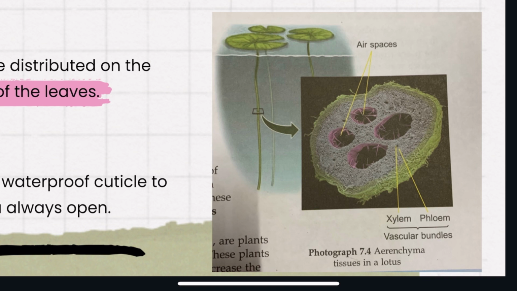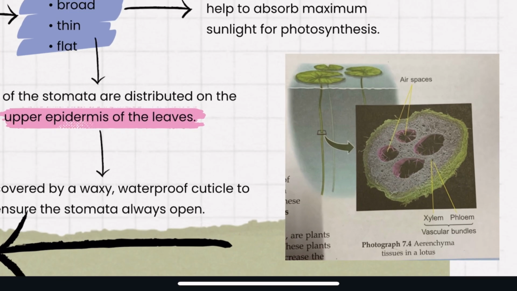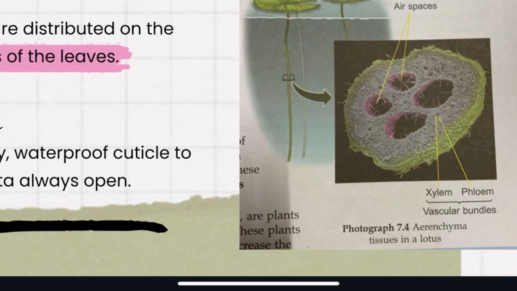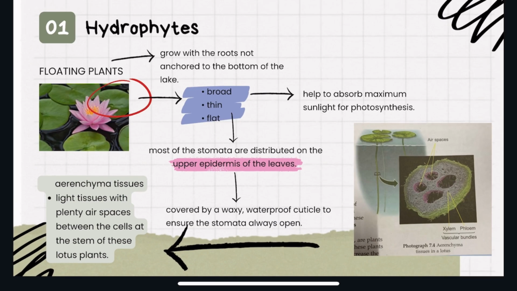The stem of this plant consists of flat tissue with plenty of air space between the cells. So, this one is the parenchyma tissue. Parenchyma tissue is the light tissue with plenty of space between the cells at the stem of this lotus plant.